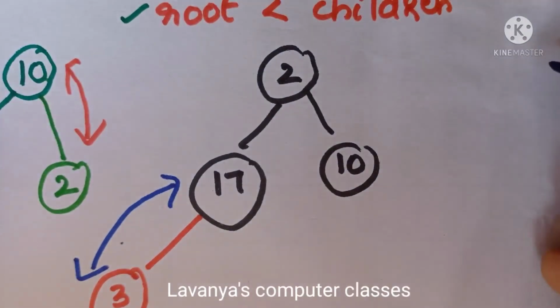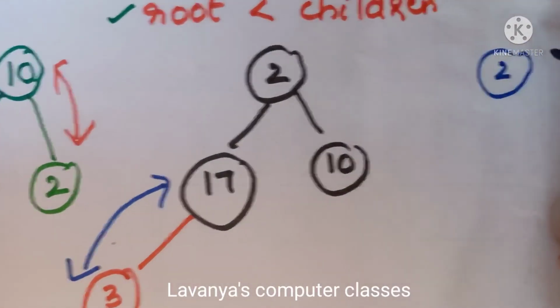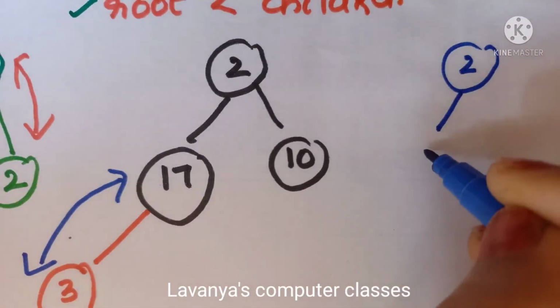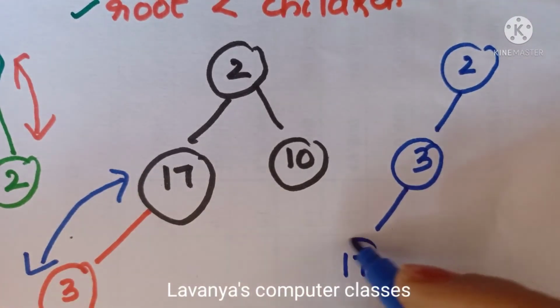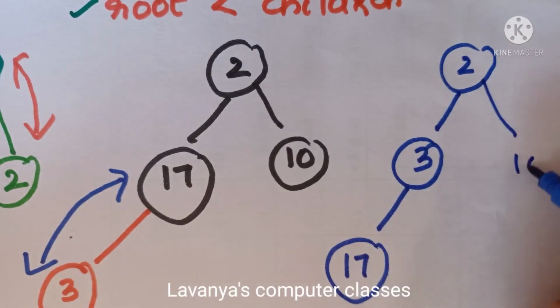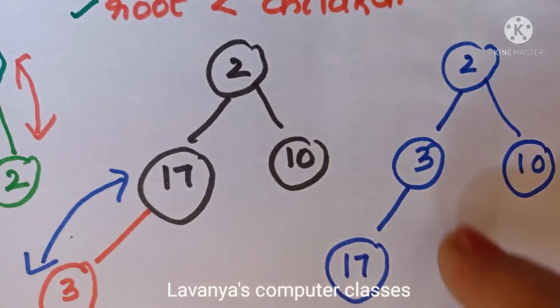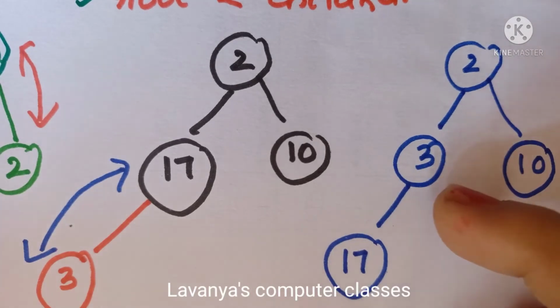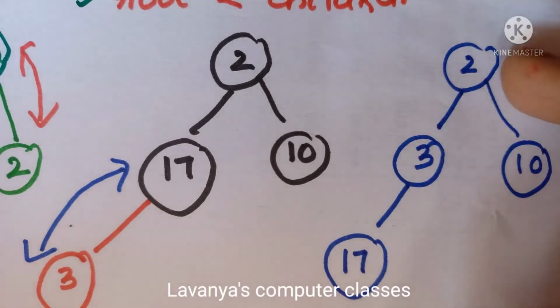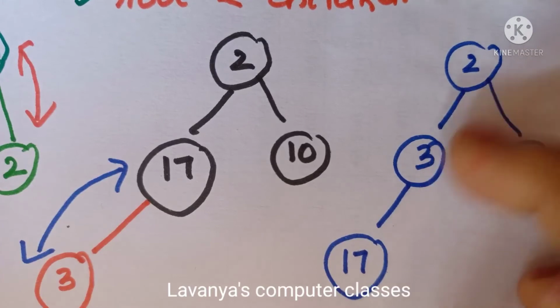So just swap these two values. After swapping these two values, 2 stays here. Instead of 17, 3 is here, and 17 and 10 are on the right-hand side. Since 3 has moved up one level, 3 has one more parent. So again check the min heap property.